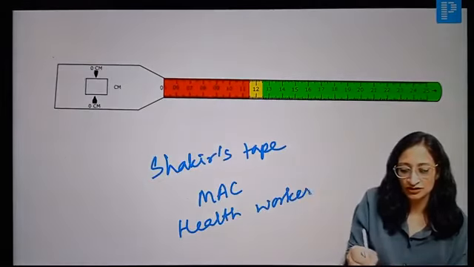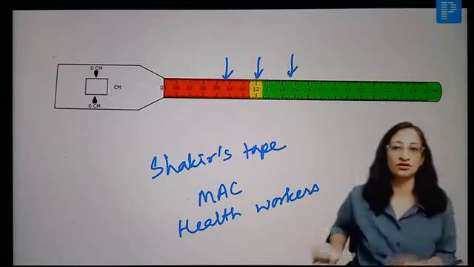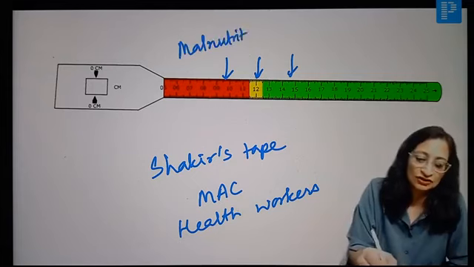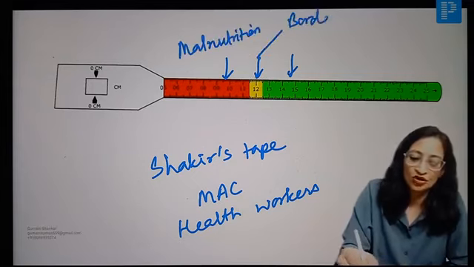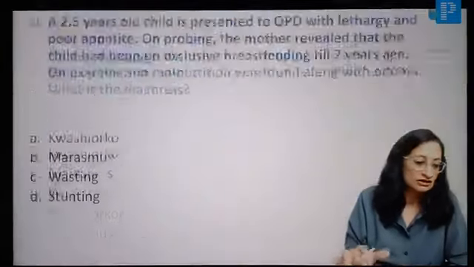So you can see here is a red zone and a yellow zone and a green zone. Because the cutoff values, we cannot expect the health workers to remember, so they can use this tape. If the mid-arm circumference is falling in the red zone, that means the child has severe malnutrition. If it is falling in the yellow zone, that means the child has borderline nutritional status. Green means the child has normal nutritional status, right? So this is the Shakir's tape.